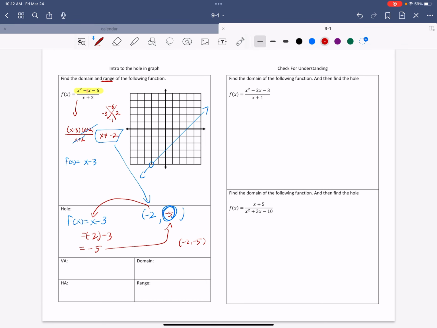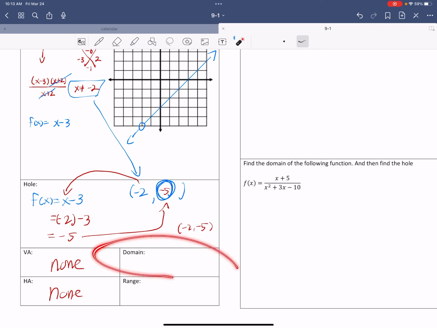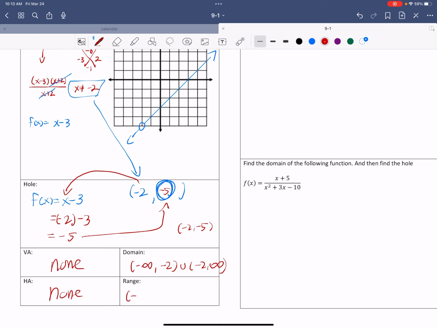Okay, so let's do this. So that's a hole, but I don't see any asymptote. Vertical asymptote, I don't have anything. Horizontal asymptote, I don't have anything. This cannot be a vertical asymptote because we used this point as a hole, right? So there's no asymptote. It's just a hole. But still, this hole will impact the domain, because if you keep going to the left, it stops here, right? So it's going to be -infinity to -2, union -2 to infinity. Same thing for the range, -infinity to -5, because that's the y value, union -5 to infinity.